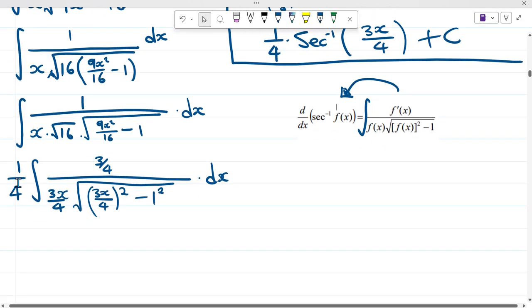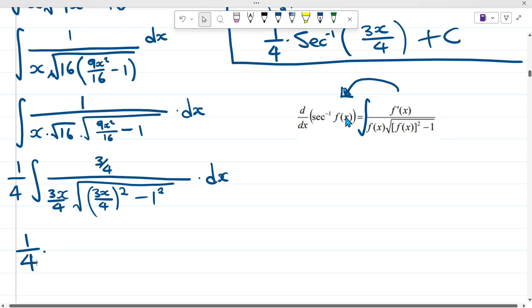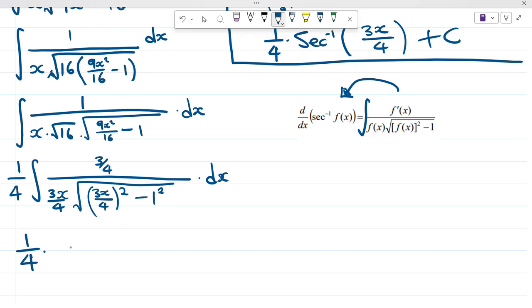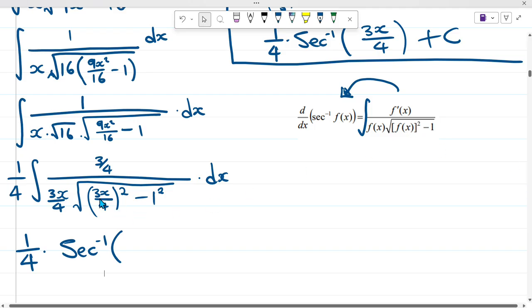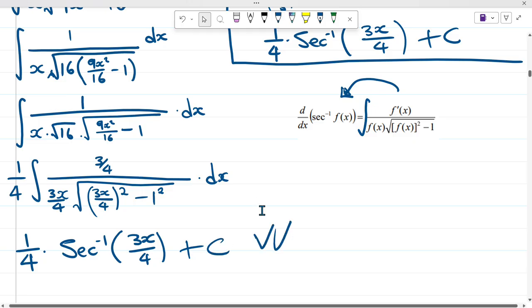So the 1 over 4 that's outside will go with me to the answer, and the thing inside the integral is equivalent to sec inverse of our f of x, the thing that is squared. The thing that is squared is 3x over 4. So I'll just write sec inverse of 3x over 4, plus c. Ta-da! I solved this question in 3 ways.